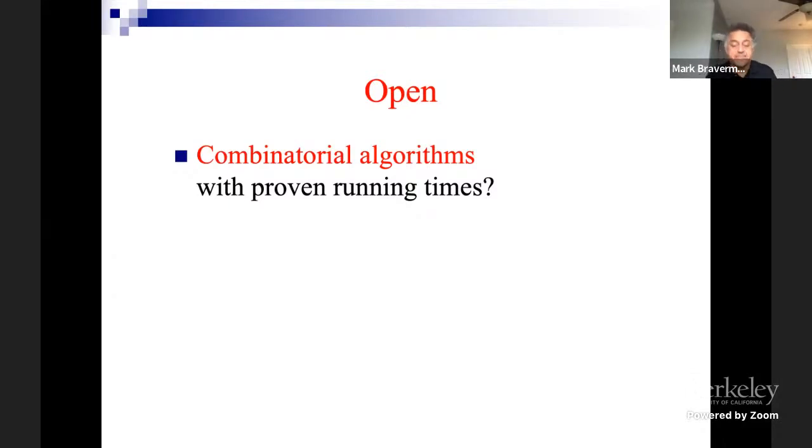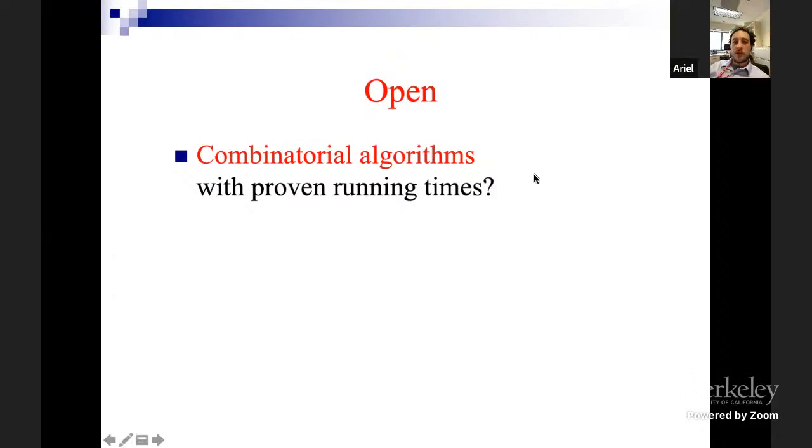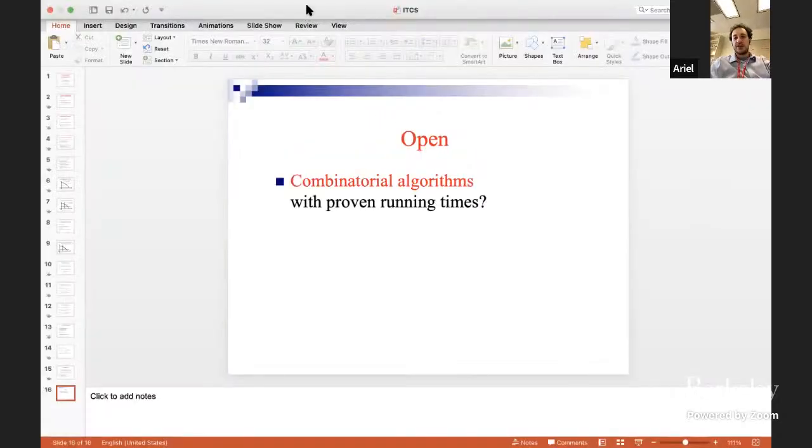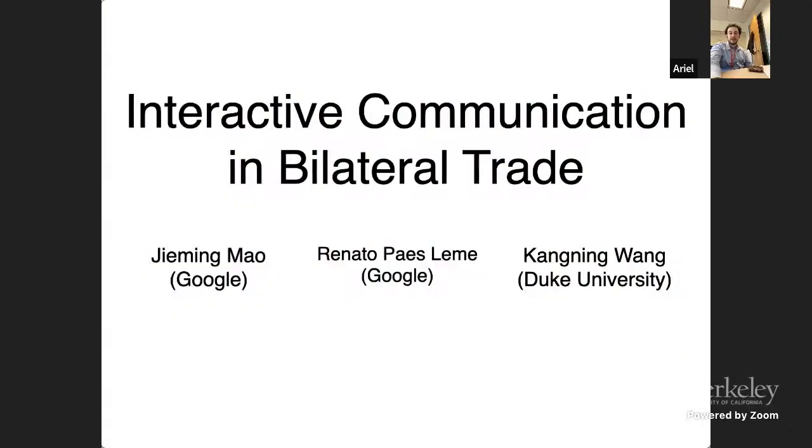Thank you very much, Vijay. So we're a bit behind on time, so we'll cut the questions for this, and if the next speaker can set up, so if you can stop sharing. And the next speaker is Kang-Ming, who's going to tell us about interactive communication in bilateral trade. I'll start the timer. The floor is yours, Kang-Ming.